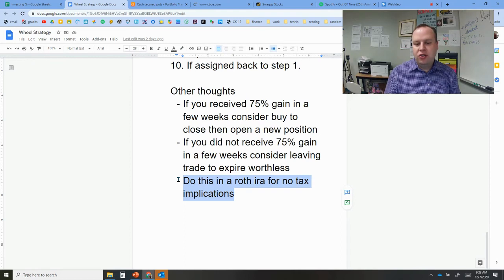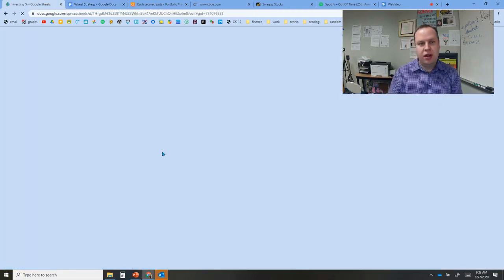And lastly, try to do this in a Roth IRA, because if you do this in a Roth IRA, you will not have any tax implications. If you do this in a regular brokerage account, you would need to pay pretty hefty taxes on your capital gains because it's considered short-term capital gains.